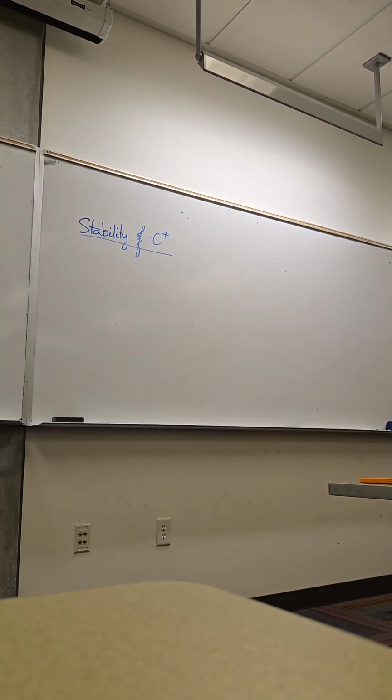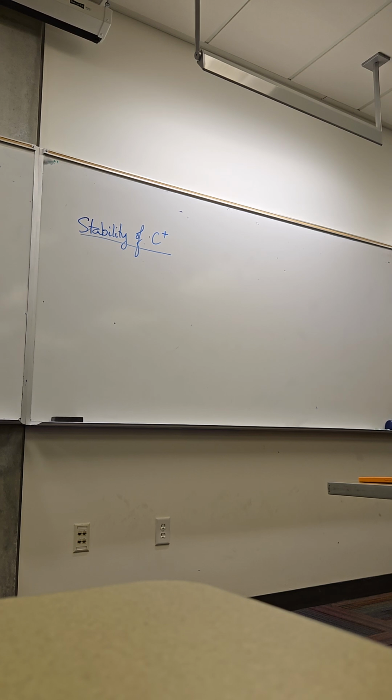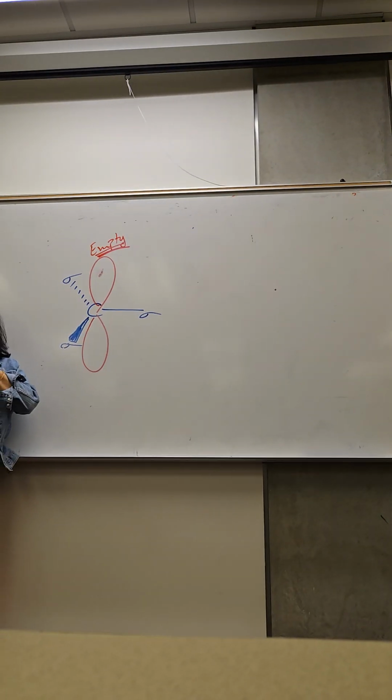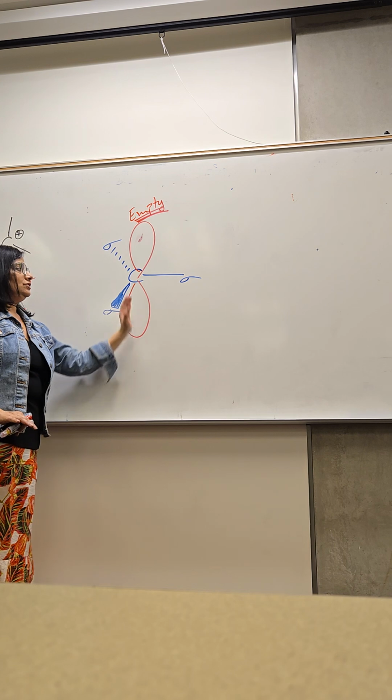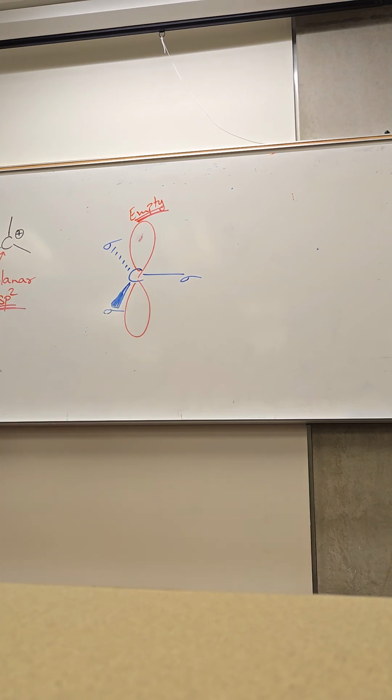What kind of groups attached here will make this more stable? Groups that take electron density away, or groups that push electron density to the carbon? That give electron density, isn't that right? Yep, because you have a positive charge. So we want things that push electron density in that direction, so the plus becomes stable.